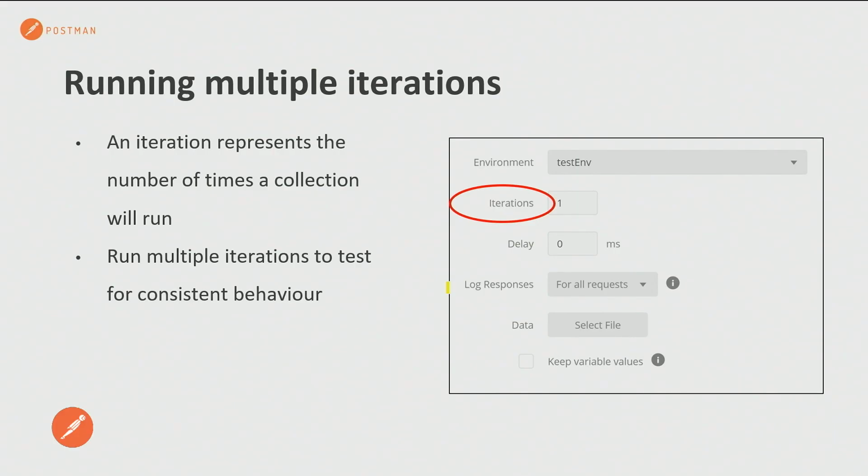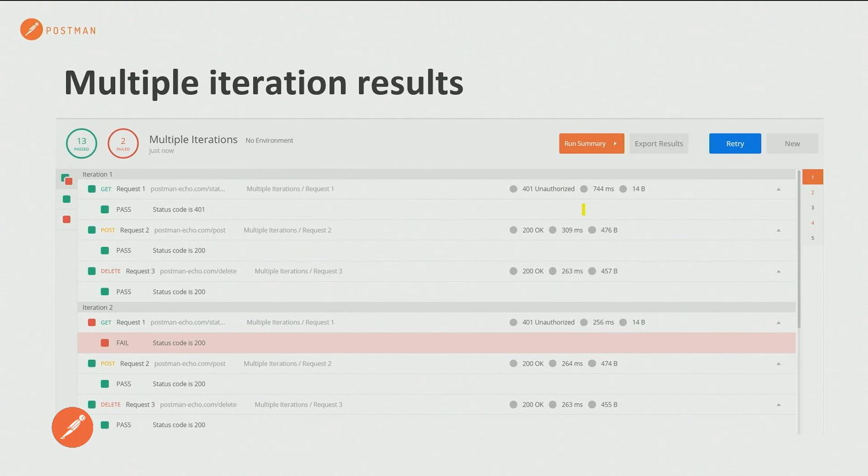When you run a collection, you can also run multiple iterations. There's a field there called iterations. So that means how many times you want to run the collection. And you might want to run multiple times just to test for consistent behavior. So especially if you're doing things like modifying variables a lot, on a subsequent run, the collection might fail because you've changed something and now the request doesn't match anymore. So when you look at the results for multiple iterations, you'll see that each iteration is displayed on the right-hand side there, and then you see the results for that entire iteration.